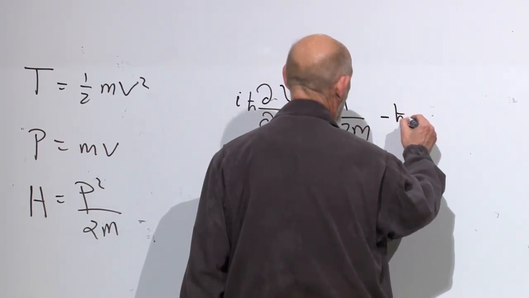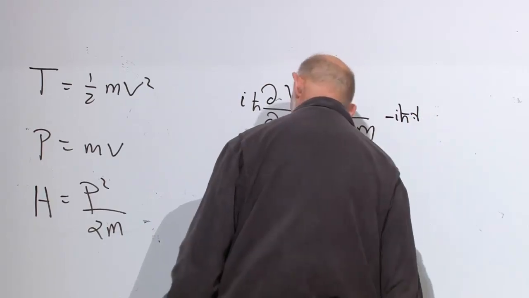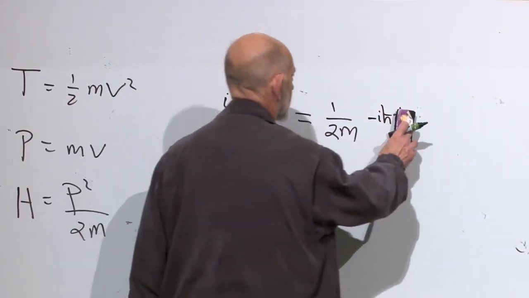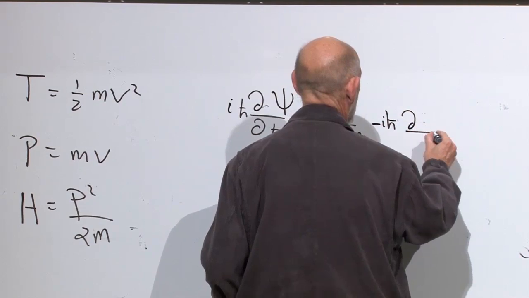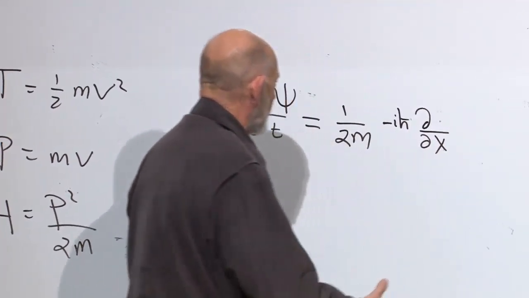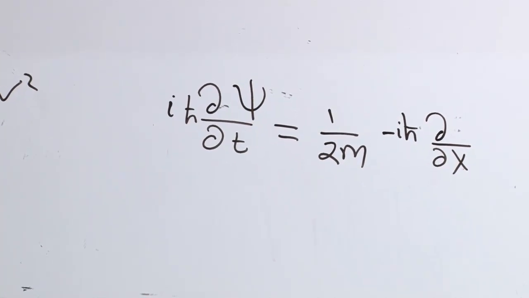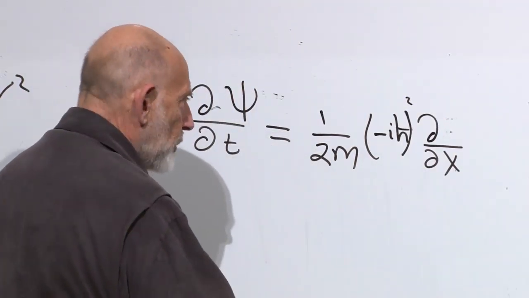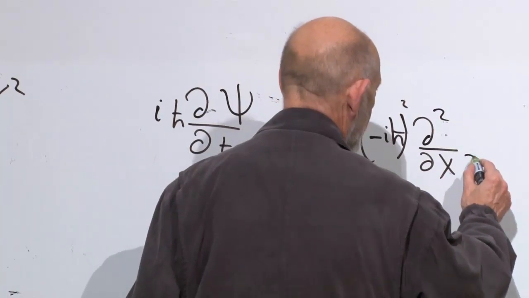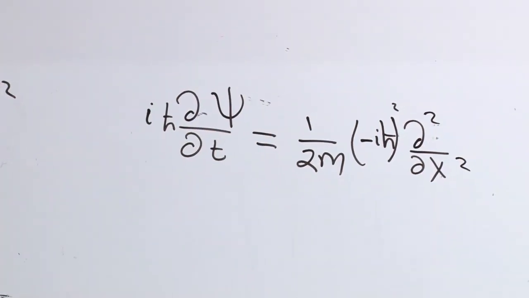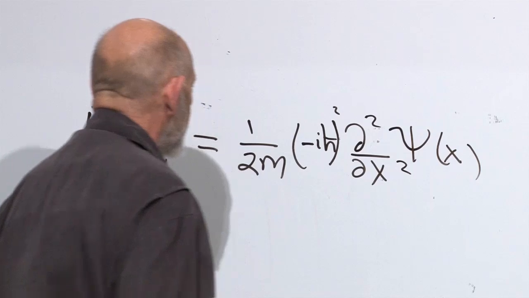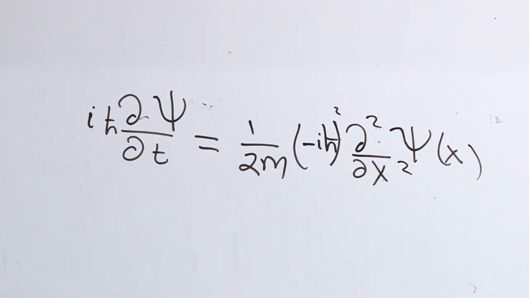Minus i h bar, derivative with respect to x. But we have to square it. It's p squared. Squaring it just means multiplying it by itself. So let's square this. Minus i h bar squared, and then the square of the first derivative is the second derivative. It means you just apply it twice, times psi of x. That's it. That's the Schrodinger equation for an ordinary non-relativistic particle moving on a one-dimensional line.